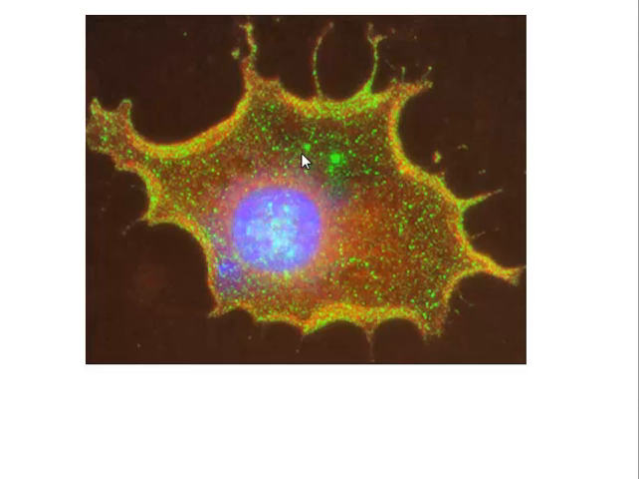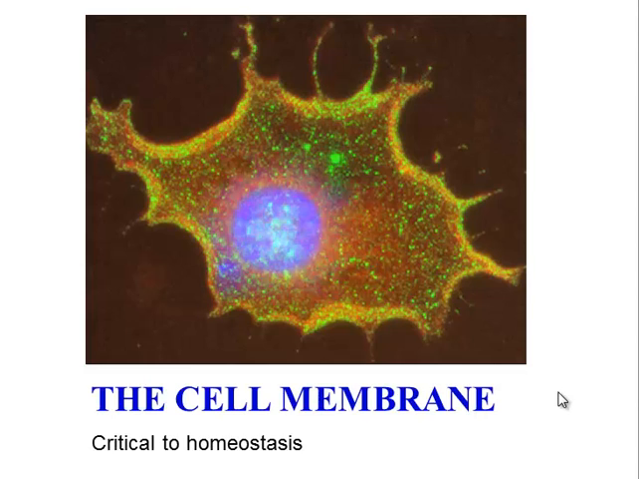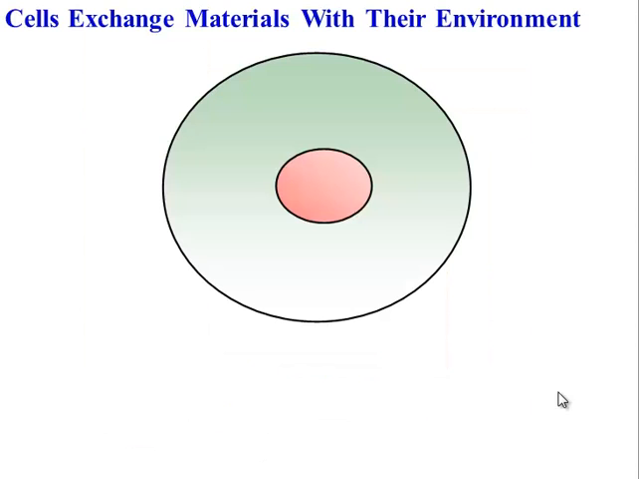This cell, like all cells, is surrounded by a layer known as the cell membrane. In this video, we will investigate the form and function of this structure because it is critical to cells being able to maintain homeostasis. To start off and to appreciate the function of the cell membrane, you have to remember that cells exchange materials with their environment.